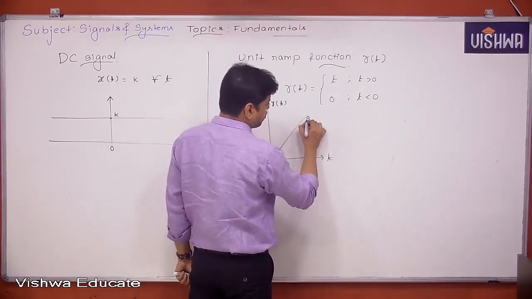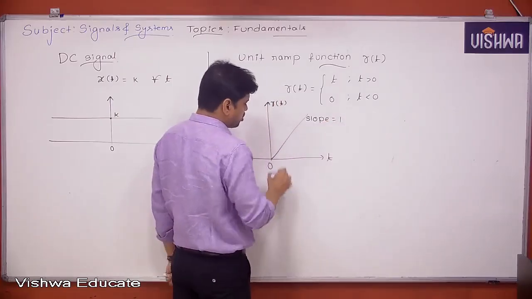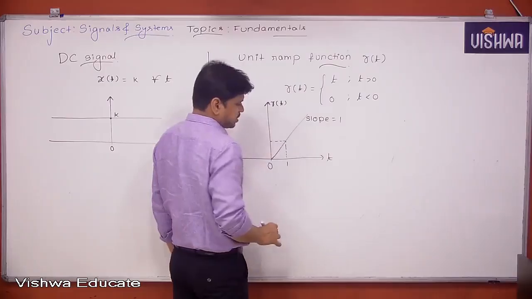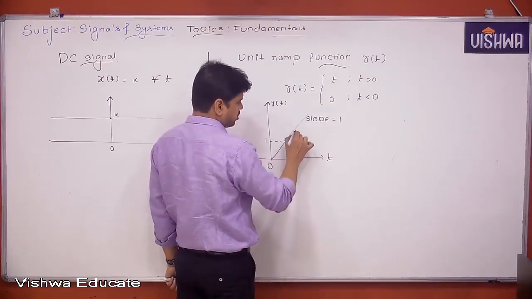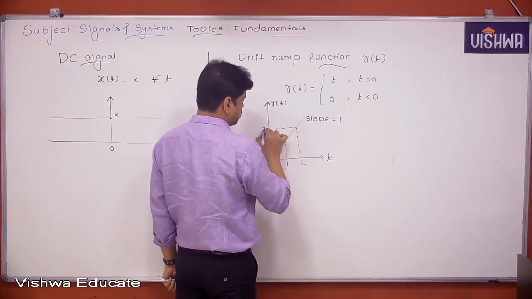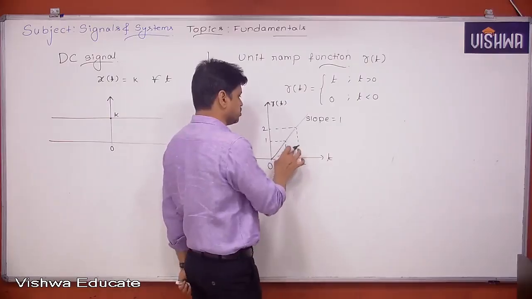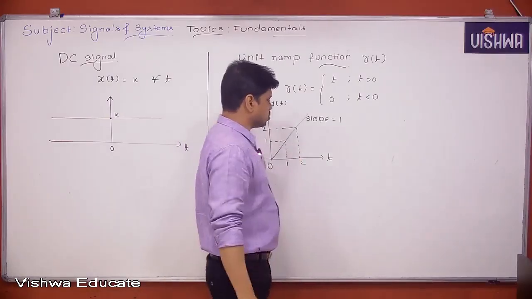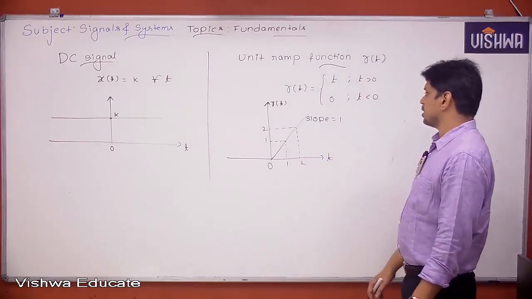What is the slope of this line? Which is 1. What I mean by slope is 1: a 1 unit change in the x-axis leads to a 1 unit change in the y-axis. Suppose if I go with 2, then its amplitude is 2. That's the meaning of slope is equal to 1. Okay, that's what the ramp function means.